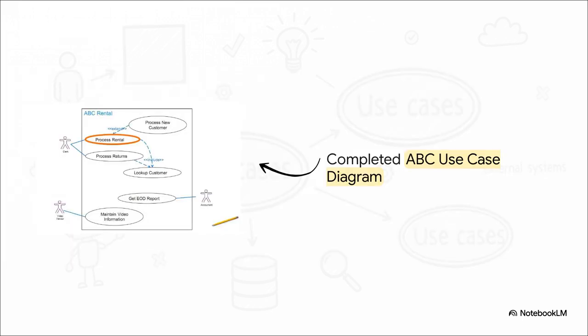Let's figure it out. When you build that out visually, it takes all those dense paragraphs and turns them into a super clear, instant blueprint. You've got your ABC rental boundary box. Your clerk is linked to process rental and process returns. Your video vendor is linked to maintain video information, and your accountant simply links over to get EOD report. Suddenly, the whole system is just instantly readable.